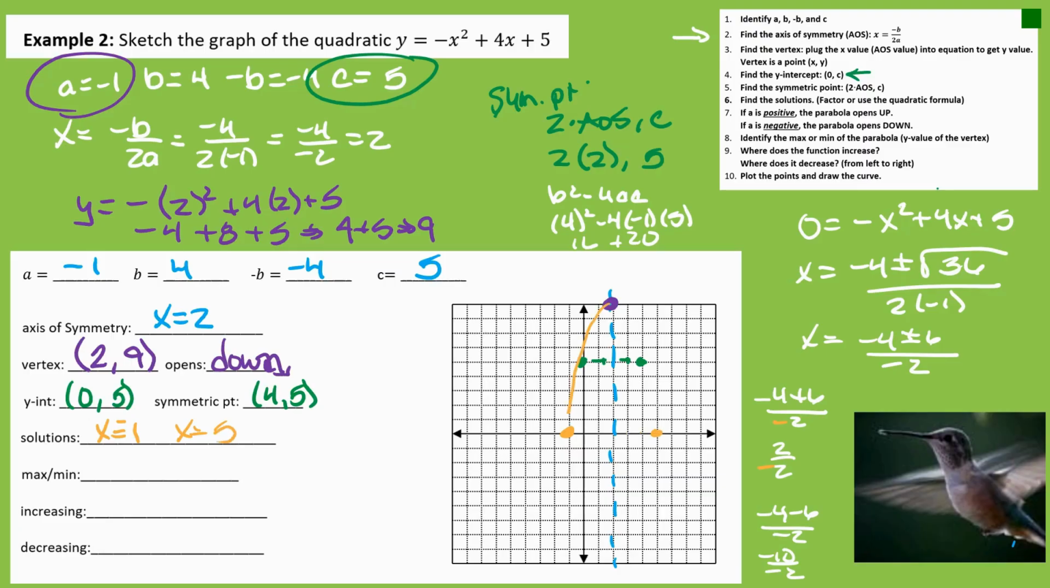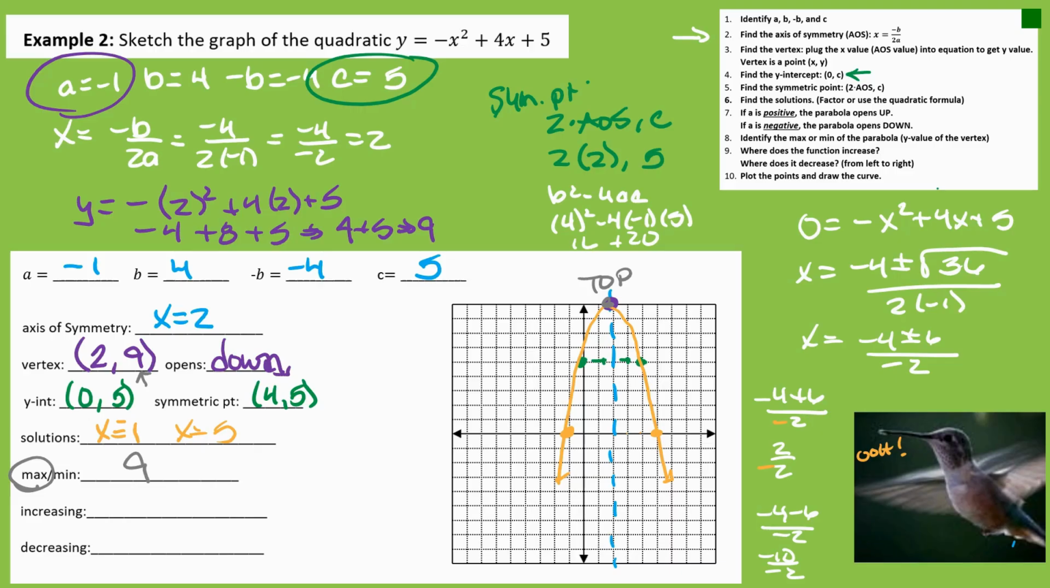I can now draw the parabola. That's a pretty good parabola. Look how impressed he is. Ooh, he likes it. So is there a maximum or a minimum? This is up at the top, which means there is a maximum. How high does it go? Remember, it's the y of the vertex, so it's a maximum of 9.